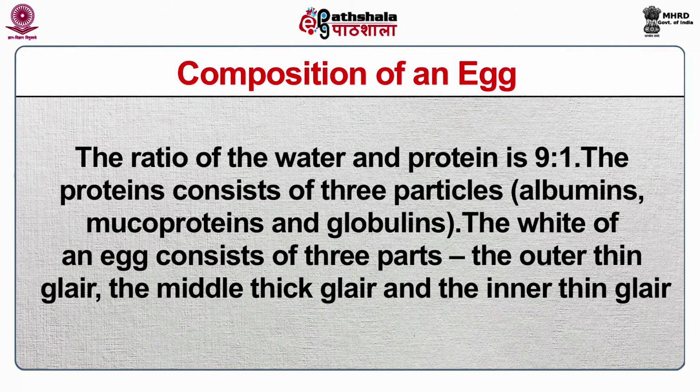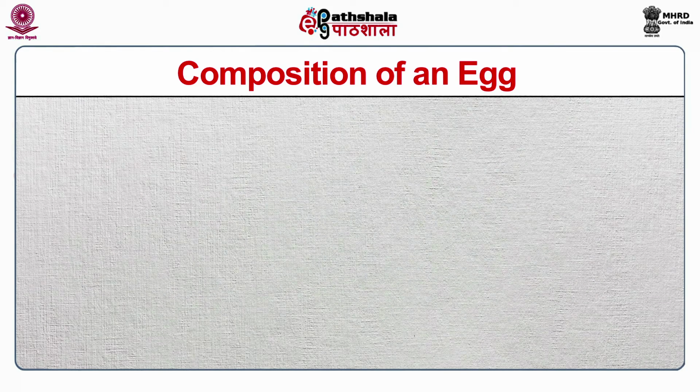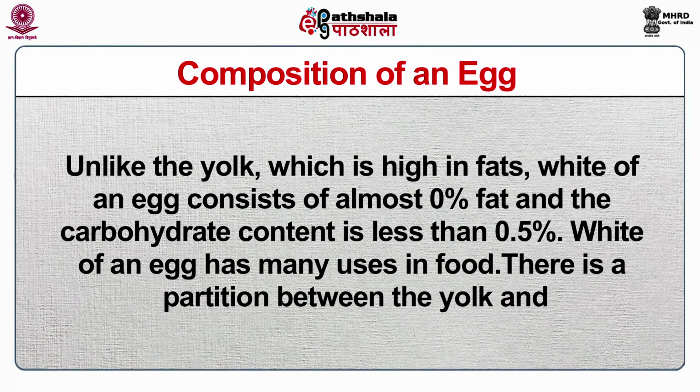It accounts for 63% of the fluid content of the egg. The ratio of water to protein is 9:1. The protein consists of three particles, albumin, mucoproteins and globulins. The white of an egg consists of three parts: the outer thin layer, the middle thick layer and the inner thin layer. Unlike the yolk, which is high in fats, the white of an egg consists of almost 0% fat and the carbohydrate content is less than 0.5%. White of an egg has many uses in food.